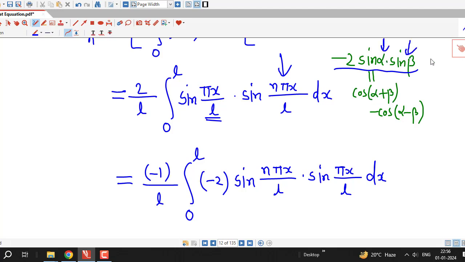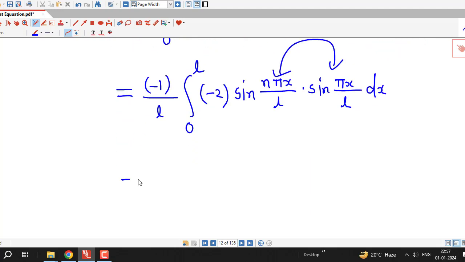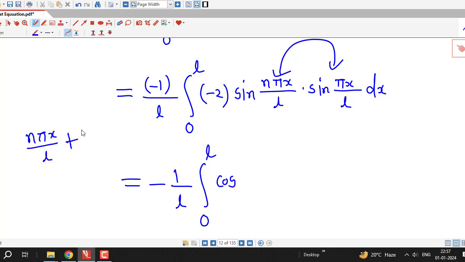And now we can apply this formula. First we have to take the addition of these two angles, n pi x by L and pi x by L, and the cosine of their addition, and minus the cosine of the subtraction of these two angles. So now I am writing that step. Here I can rewrite this as -1 divided by L integral from 0 to L. First I am taking the addition of these two. I have to add n pi x by L with pi x by L. So this I can rewrite as n plus 1.